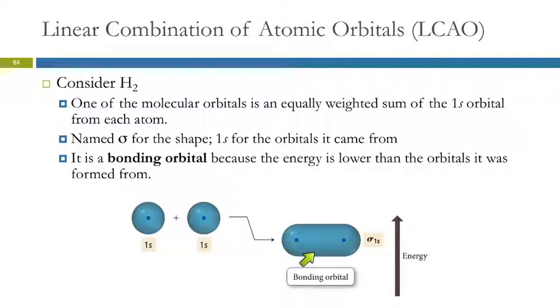So this is a sigma orbital, and that's entirely because of the shape of the orbitals it comes from. It's a bonding orbital because adding these together lowers the energy. And an orbital that lowers the energy will be a bonding orbital. So this is called sigma 1s because its shape is symmetrical and it's formed from 1s orbitals.